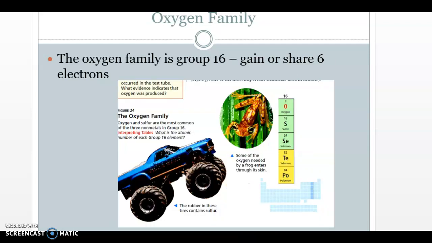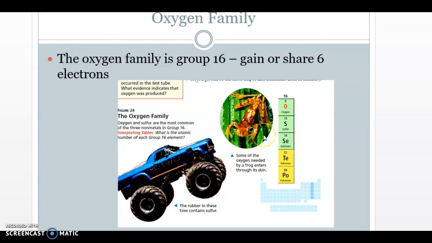Okay, so group 16, oxygen family, which again, oxygen is at the top of the family. We call it the oxygen family because of that. It gains or shares 6 electrons. 6 is in the ones place, 6 valence electrons, or 6 electrons for sharing or gaining. So it's got oxygen and sulfur and selenium, oxygen being a gas, and then sulfur and selenium are solids. Then we've got tellurium and polonium, which are 2 metalloids.